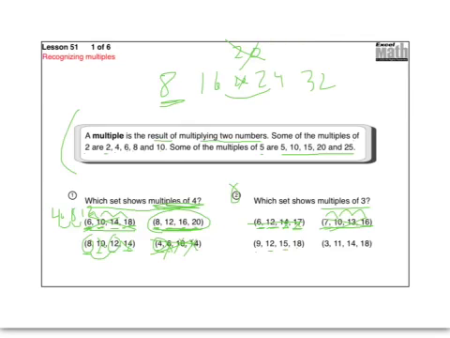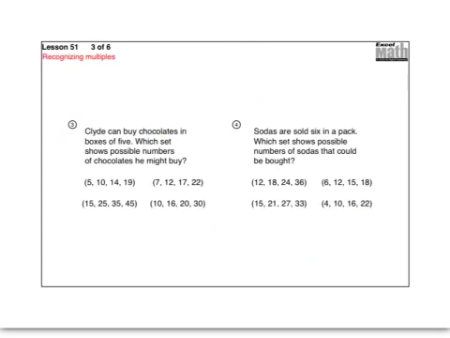How about this one? 9, 12, 15, 18. Yes, all of these are multiples of 3. 3 times 3 is 9, 3 times 4 is 12, 3 times 5 is 15, and 3 times 6 is 18. So that one works. Here we see a 3, which is a multiple of 3, but 11 and 14 are not multiples of 3. 18 is. So only those two, and we cannot pick that one because the whole set does not show multiples of 3. All right, go ahead and pause the video. Turn it back on after you've done numbers 3 and 4.